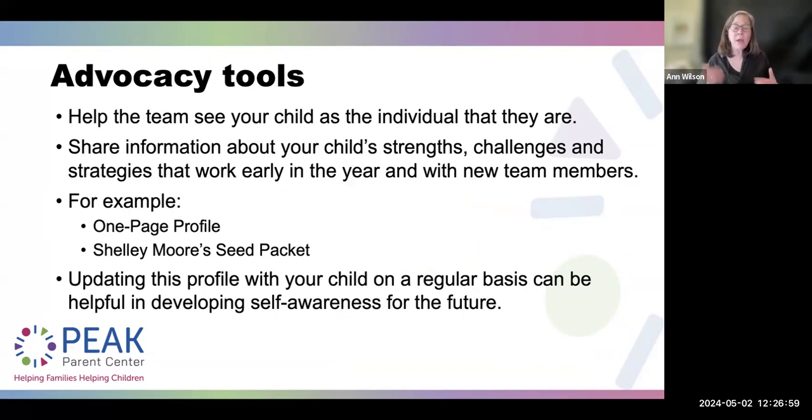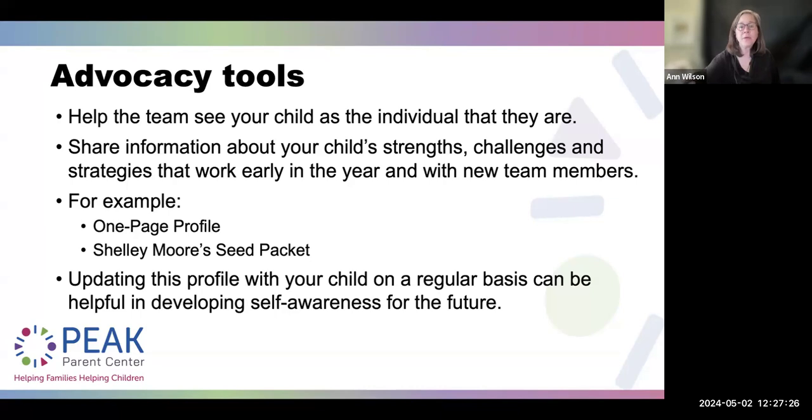For me, I just had my child's IEP meeting last week. So this is almost the end of the school year. A lot of times you come into a new team and you won't have that opportunity to meet with the IEP team till later. So sometimes you can share something that gives them a brief description of what's really important to you and what you really want them to see.